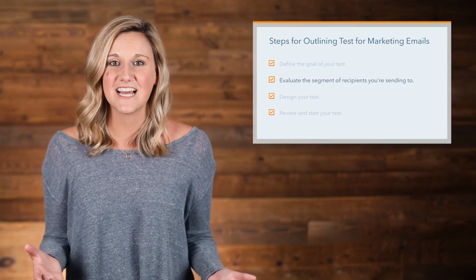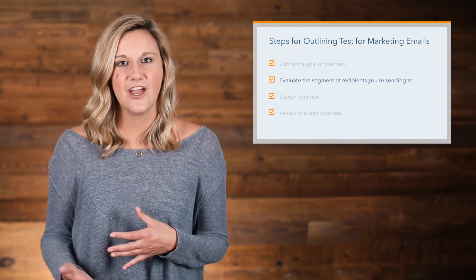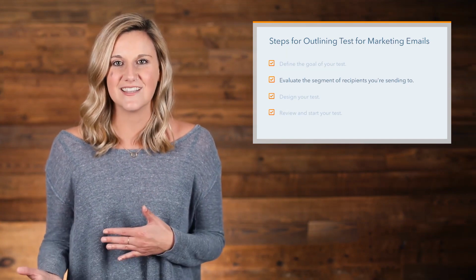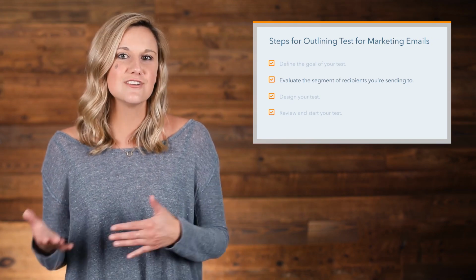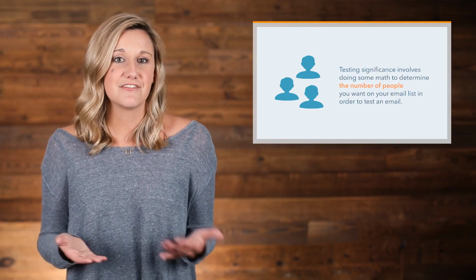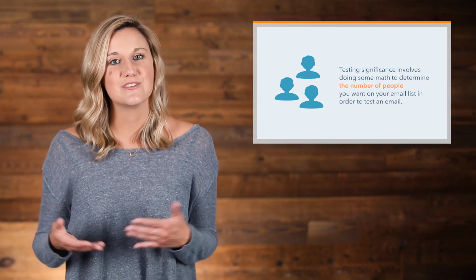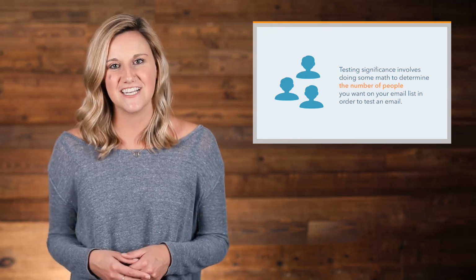You can't run an A/B test on your email unless it goes to someone. And when you're testing an email, you need a minimum amount of recipients to make the test conclusive. This is where statistical significance comes in. Testing significance involves doing some math to determine the number of people you want on your email list in order to run a test. If you send an email to 5 people to try and test a new subject line, you might send 3 out of those 5 people the updated subject line.